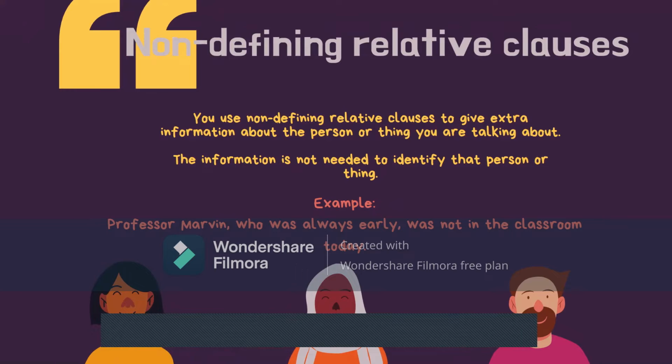Okay, to start with the explanation of the non-defining relative clauses, it is important that you know that it is to give extra information about something. And in this case, it will be about a person or about a thing that you're talking about. So if you want to explain something else about a person, you might want to use who, as it says in this example.